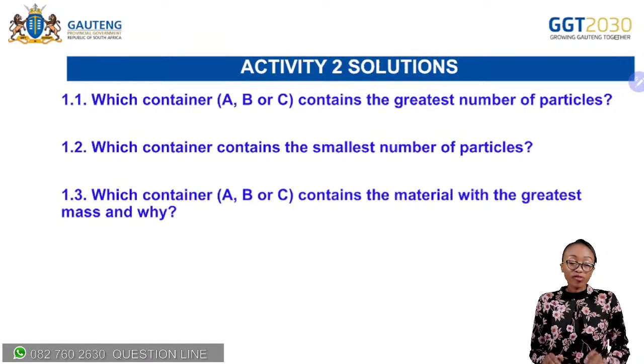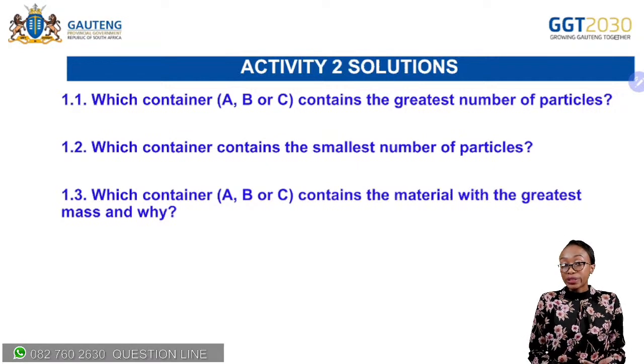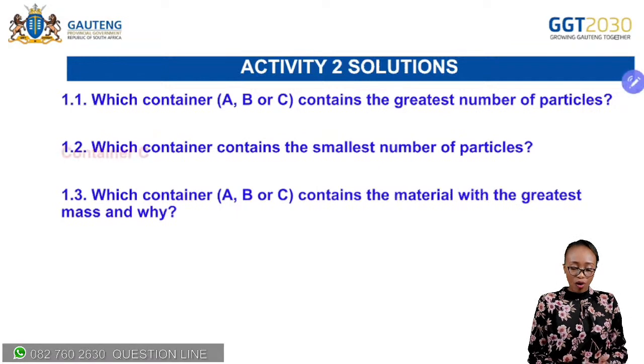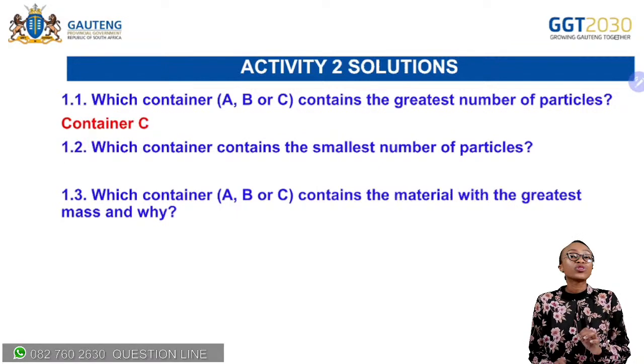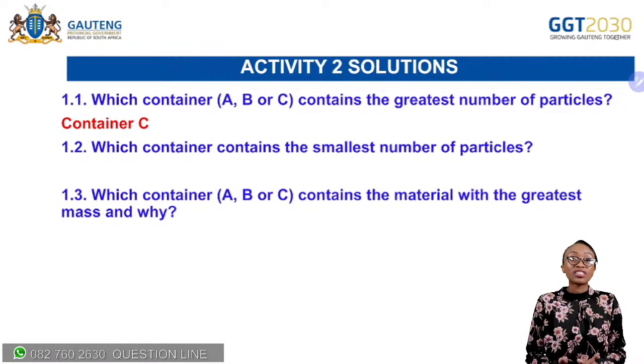Which of the 3 containers, A, which had the gas, B, which had the liquid, and C, which had the solid, had the greatest number of particles? If you wrote container C, you got it correct.